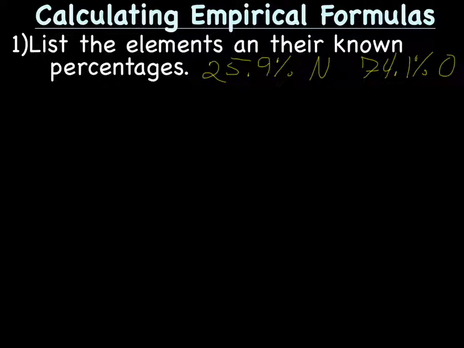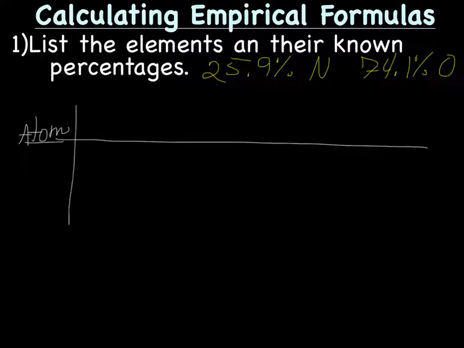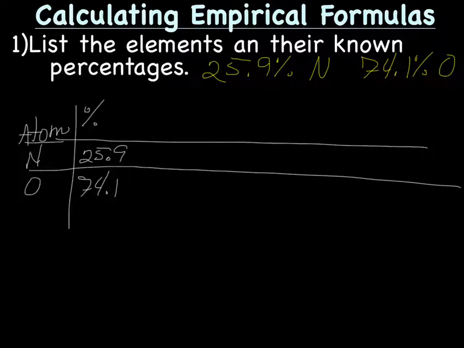What I would do if I were you during these problems is fill out a data table. There's kind of a lot of steps, and I think a data table helps. So the first column in our data table will be the name of the atom or element. And next we'll have our percent. So we'll have nitrogen with 25.9%, and we'll have oxygen with 74.1%. Okay, so step one, pretty easy.